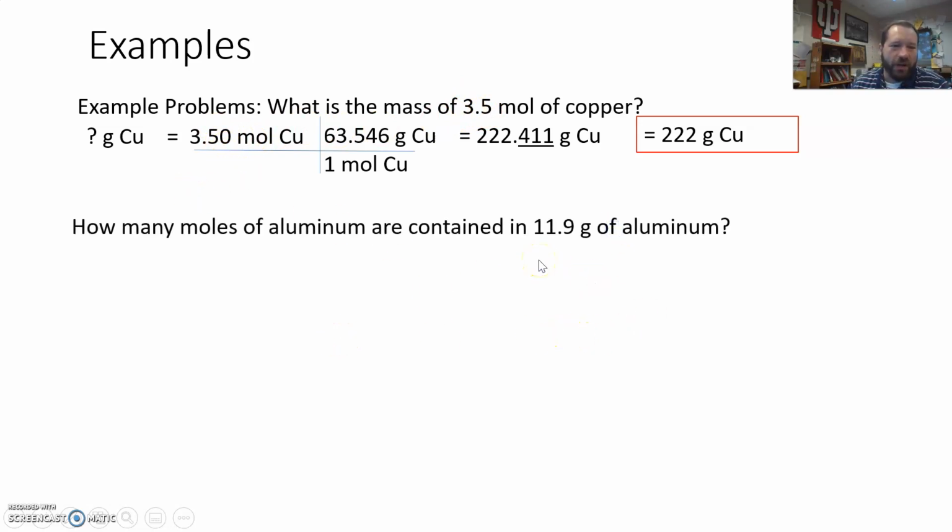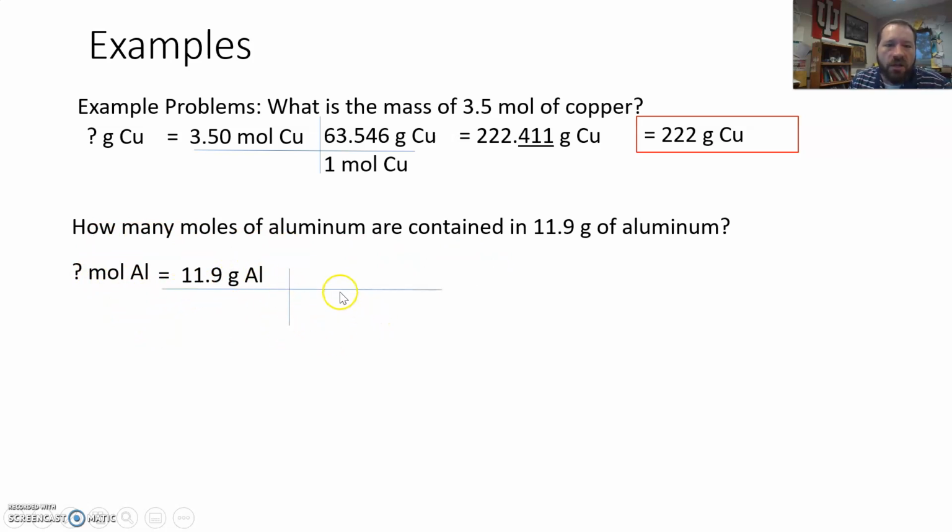Let's take a look at the next one here. How many moles of aluminum are contained in 11.9 grams of aluminum? Again, I'm setting that up. Question mark moles of aluminum. That's what I'm looking for. Is equal to 11.9 grams of aluminum.